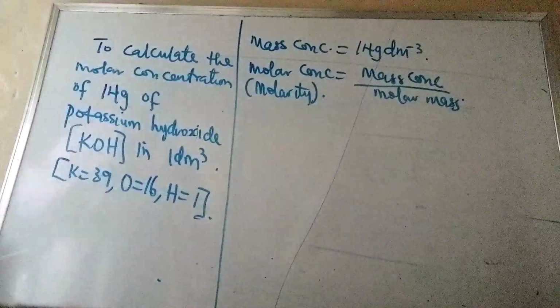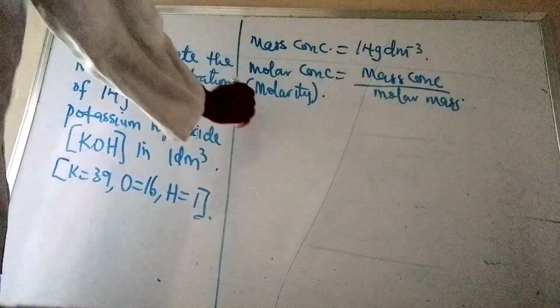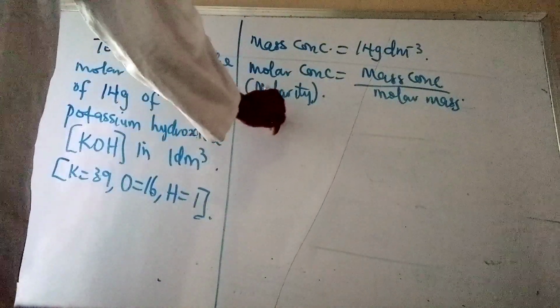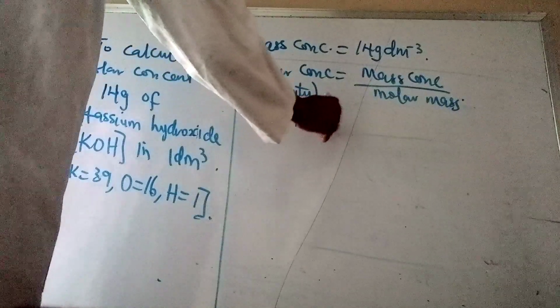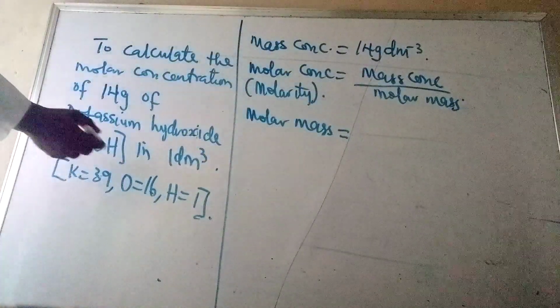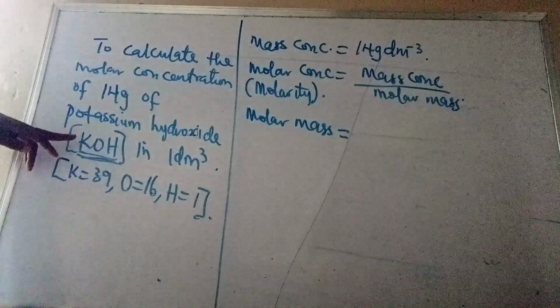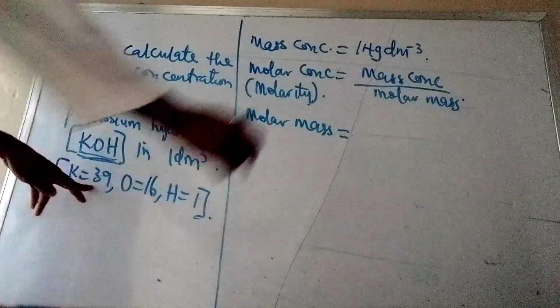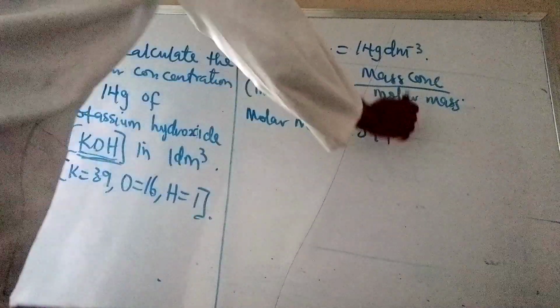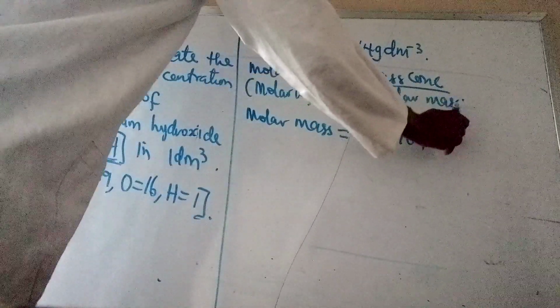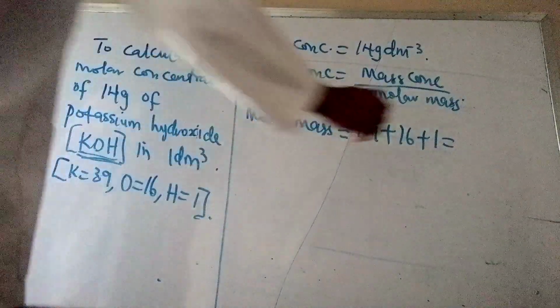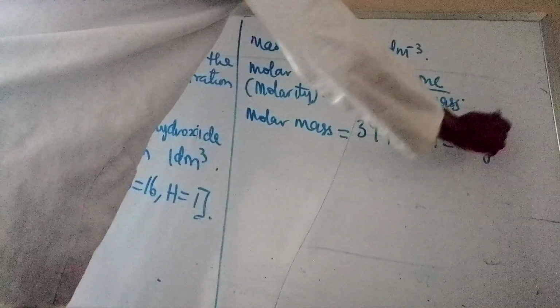Now, I need to find the molar mass. Molar mass equals, I'm going to add the relative atomic masses of these elements together. K, which is potassium, is 39. Oxygen is 16. And hydrogen is 1. That will give me 56 grams per mole.